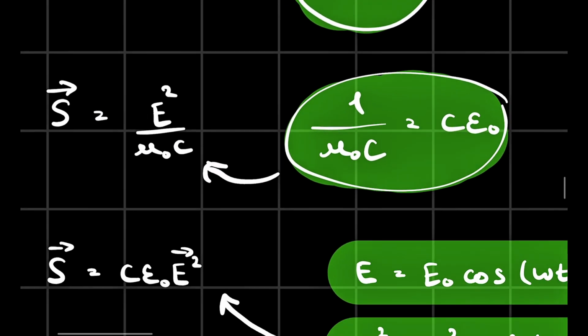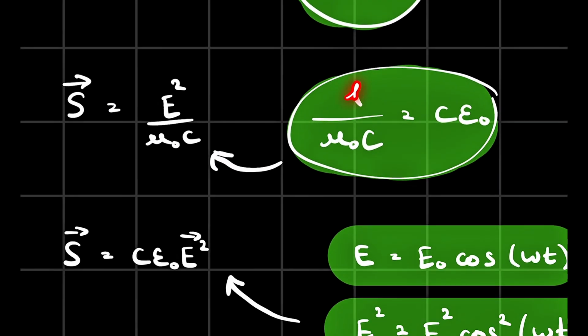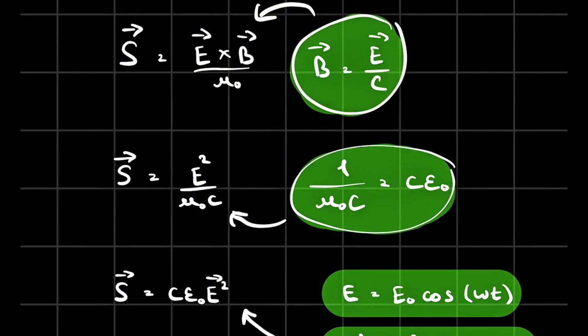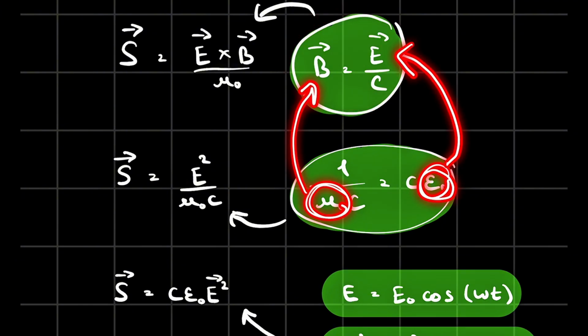Okay. Also, we have one more formula, which is this one. 1 divided by mu 0 c equals c epsilon 0. So mu 0 is permeability, epsilon 0 is the permittivity of free space. Basically, it's the very same thing as this one, but for their constants, because mu is the constant for the magnetic field, and epsilon is the constant for the electric field.